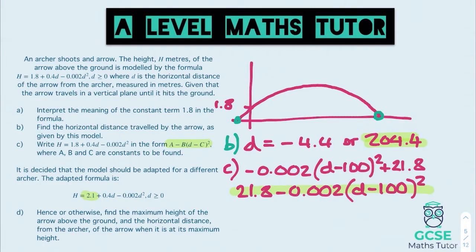It says, hence or otherwise find the maximum height of the arrow above the ground and the horizontal distance from the archer of the arrow when it's at its maximum height. In order to do that, all we really have to do is think about the current quadratic that we're looking at. This doesn't make any assumptions that the other archer is necessarily stronger, because the rest of the formula hasn't changed, it is literally just their height that's changing. And if it's just that their height is changing, then that's fine.